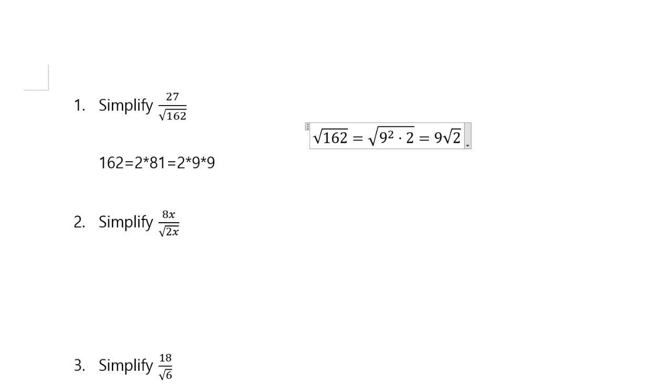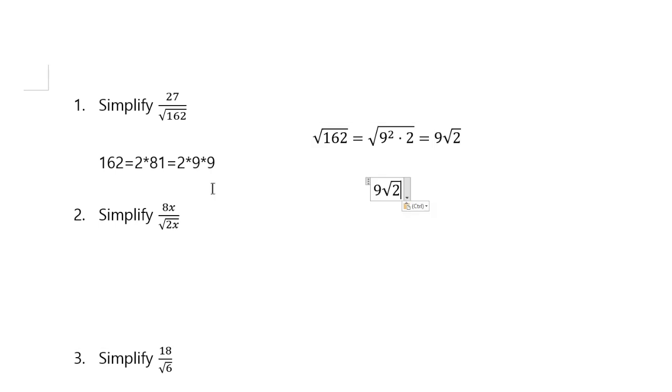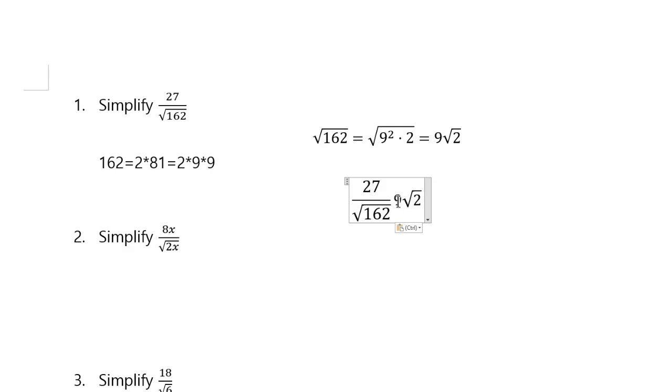Now once you have that, you can easily simplify the fraction. So this fraction, the denominator can now be replaced by 9 radical 2, and then say, well, top and bottom are both divisible by 9, so you can divide by 9 top and bottom, which gives you 3 over square root of 2. And then you want to multiply square root of 2 top and bottom.